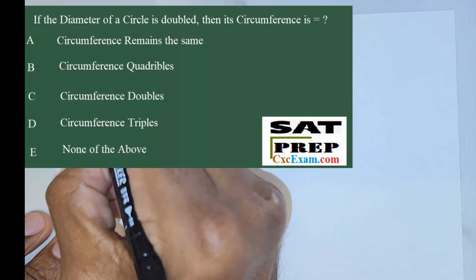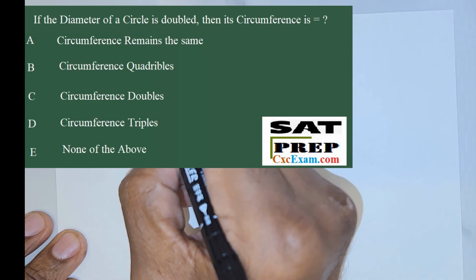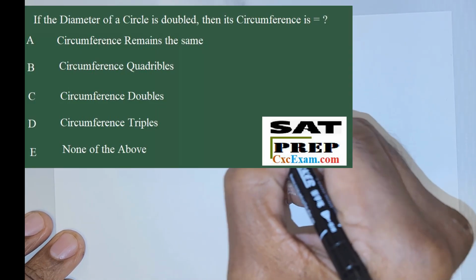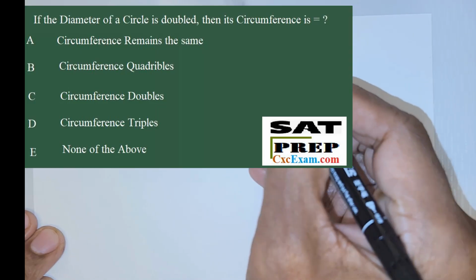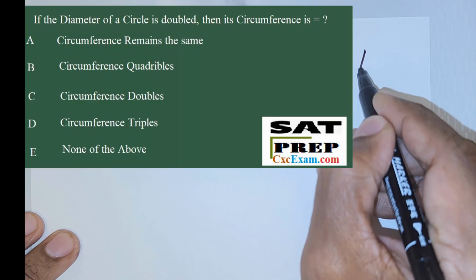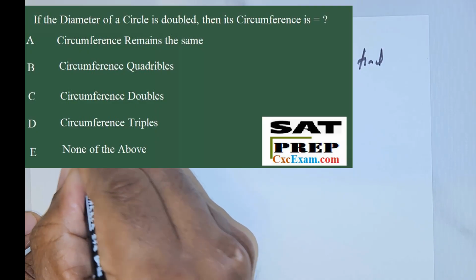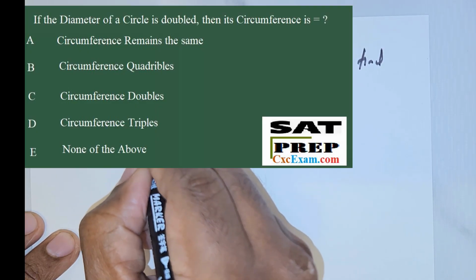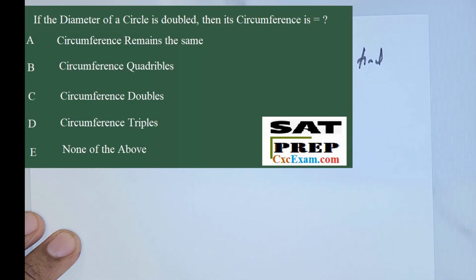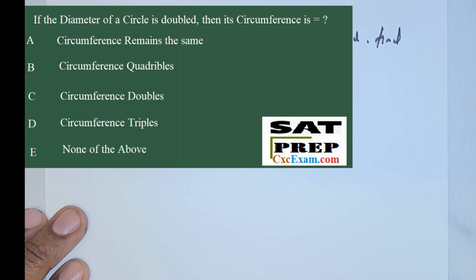This is the next question. If the diameter of a circle is doubled, find its circumference. So find out the correct choice and let's see when we come back what the correct choice is.